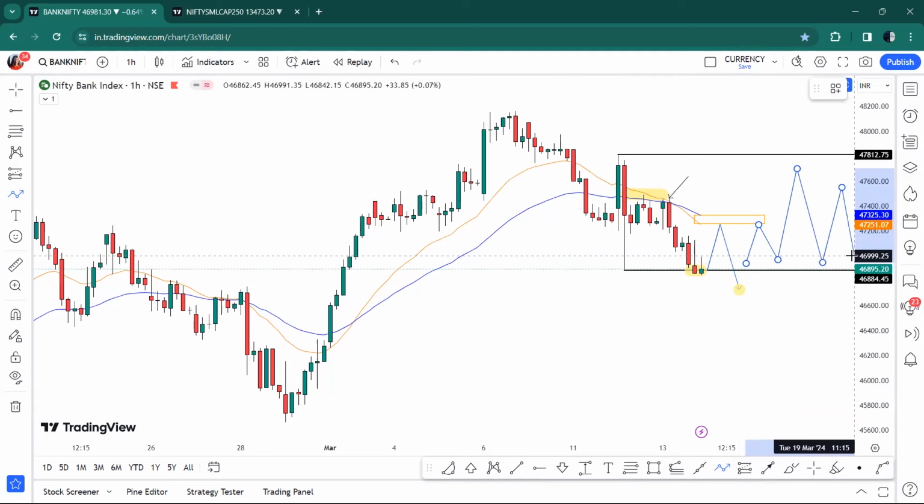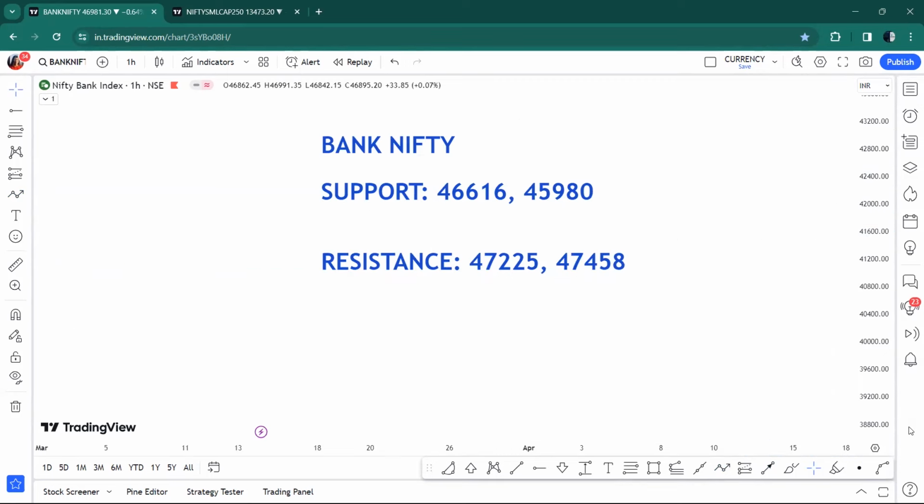we do see a breakout or a breakdown, just like we discussed on the bigger time frame. So here we have the support and resistance levels. The support for Bank Nifty is placed at 46,616 followed by 45,980 on the bigger time frame, and the resistance is placed at 47,225 followed by 47,458.